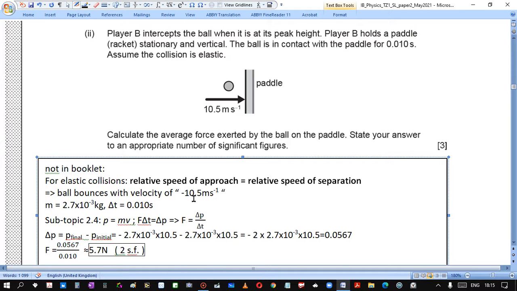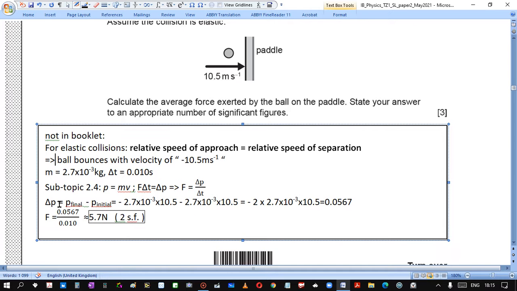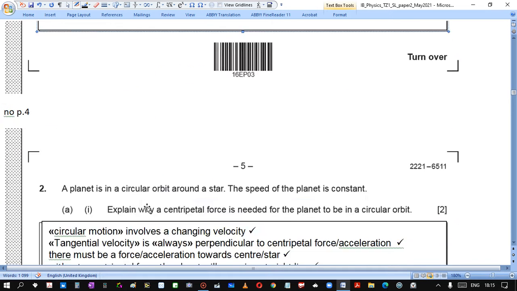the ball bounces with velocity minus 10 meters per second, so mass is so much, time is so much. Subtopic 2.4 gives us the formula for momentum and change of momentum. We rewrite the formula for change of momentum for force. So change of momentum will be momentum final minus momentum initial. It is 2 times the momentum of the approach, and then we divide this by time. We get 5.7, two significant figures, Newtons.